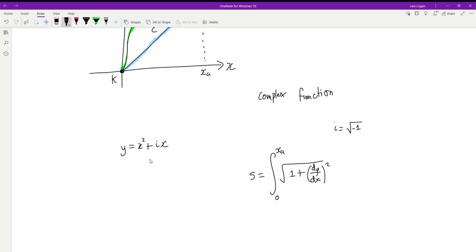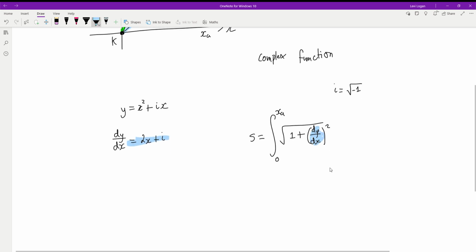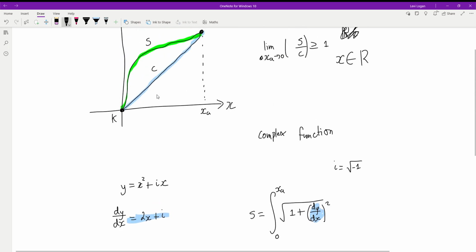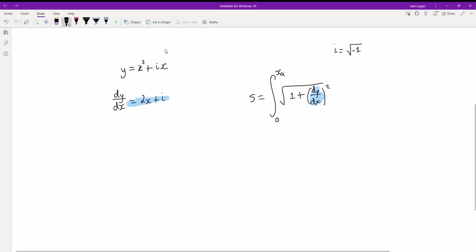Even though we don't know what this looks like, we can work out pretty much a gradient function from it. So dy/dx is just going to be 2x + i, okay? And all we've got to do is substitute this into here and play around with it a bit. So our arc length, this s here, represents this arc length, so we can find the length of this arc.